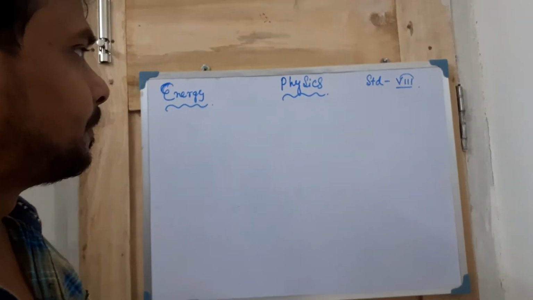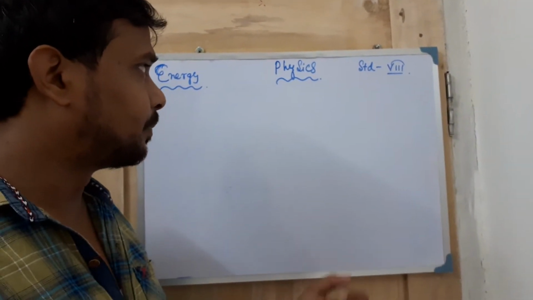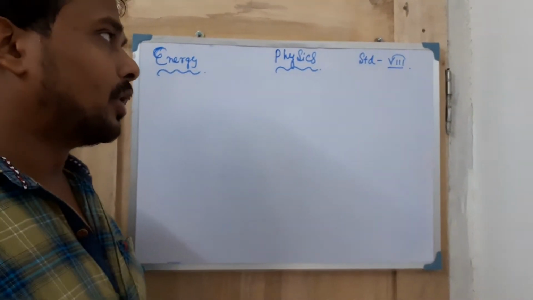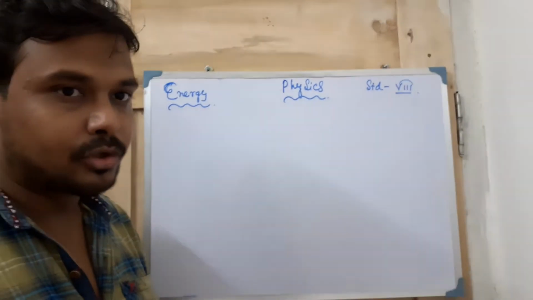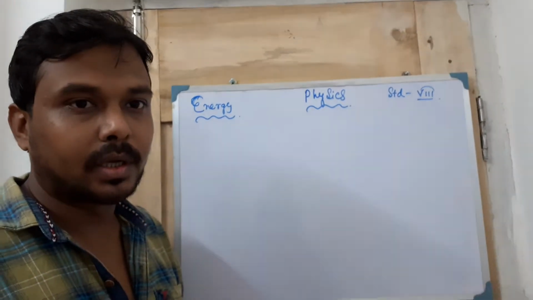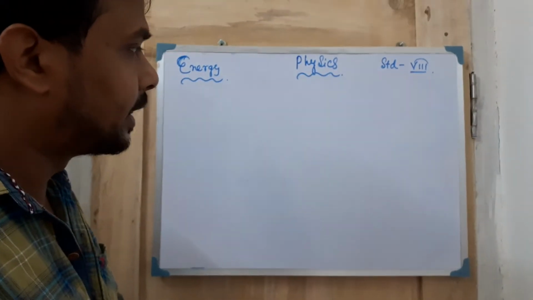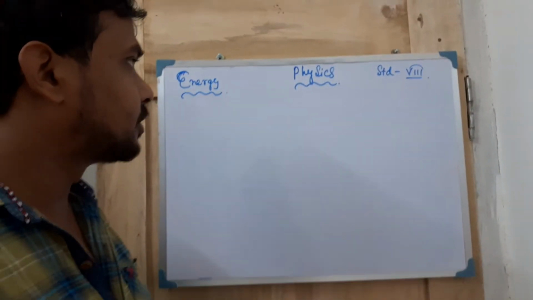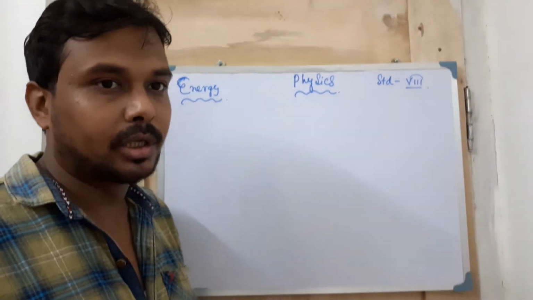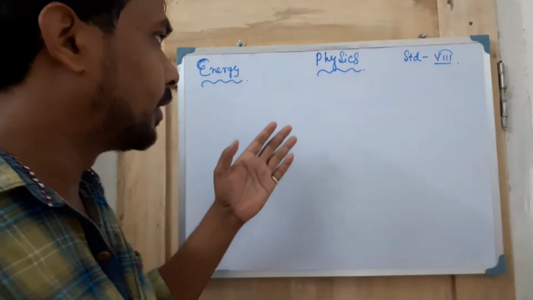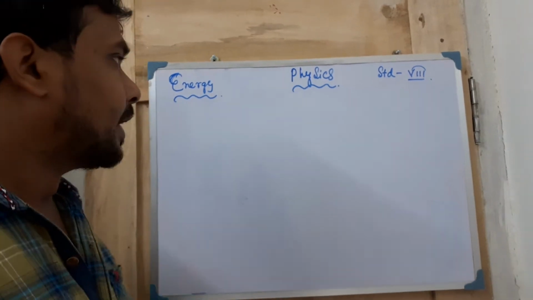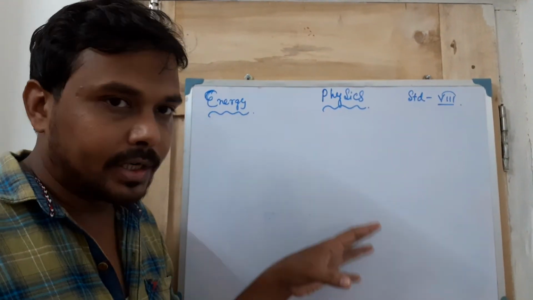Okay, everyone. Today we'll continue the same chapter, energy. We have already started the work, a few types of work: positive work, negative work, and zero work. With the help of examples, we have already told what the conditions are when the work will be positive, when it will be negative, and when it will be zero. Today we'll discuss the units of work.